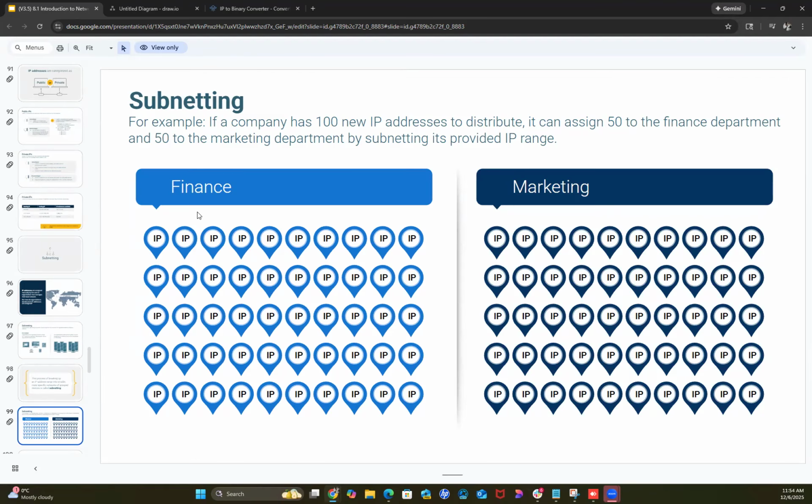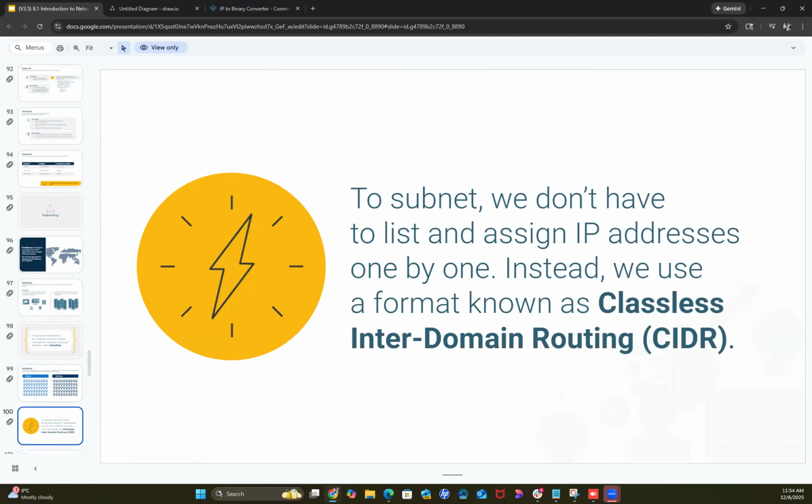So what is the CIDR? Very, very important when you're working in your cybersecurity life. This term is very important. CIDR is classless inter-domain routing. What does classless inter-domain routing mean? We don't list the IP addresses in a range one by one. This is not possible. How do we calculate one by one?